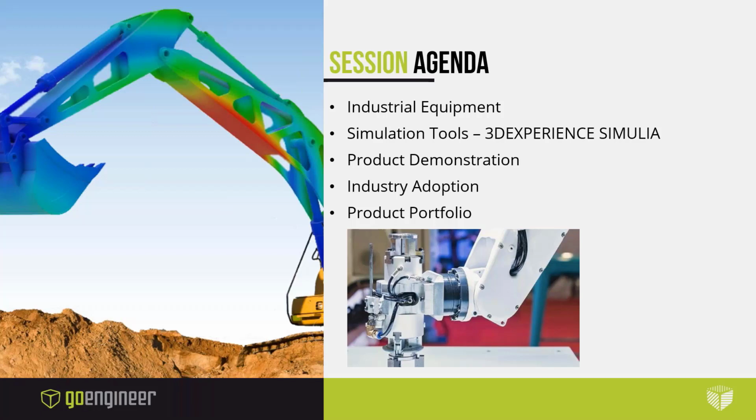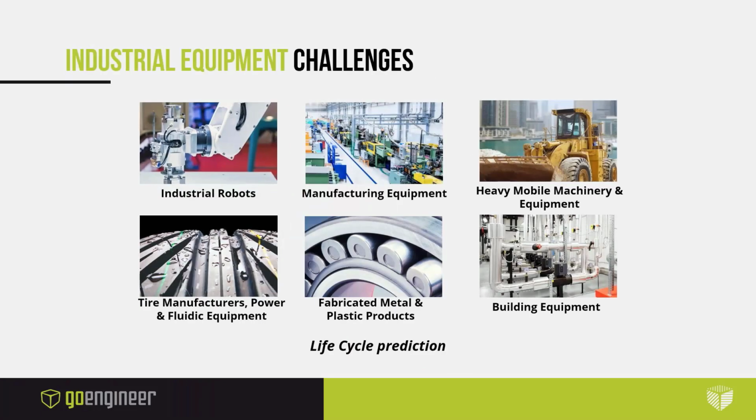Now, when you take the industrial equipment segment, this segment is essentially divided into about 6 areas, right from the industrial robots to manufacturing equipment, all the way to building equipment. But we've noticed that all of these areas share one thing in common, which is that they have a lot of moving parts that undergo structural loading.